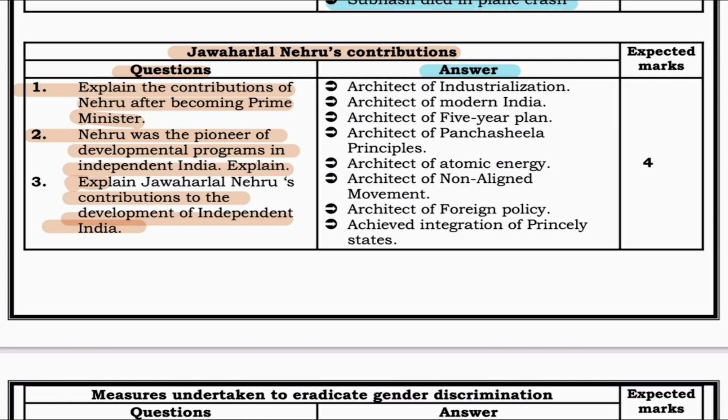Architect of industrialization, architect of modern India, architect of the Five-Year Plan, architect of the Panchsheel principles, architect of atomic energy, architect of the non-aligned movement, architect of foreign policy, achieved integration of princely states.